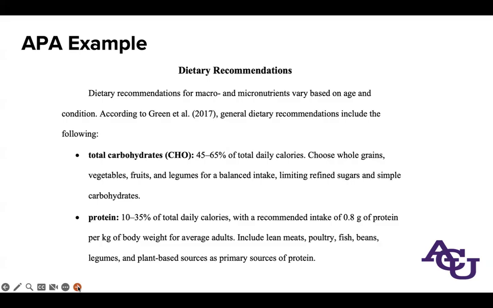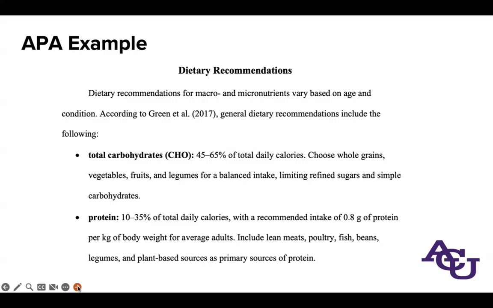And then I have a similar format for parallel structure in my second bullet, which would be for protein. Protein, colon, 10 to 35% of total daily calories with a recommended intake of 8 grams of protein per kilogram of body weight for average adults, period. That's still a sentence fragment. I'm still parallel. Then I have my sentence.